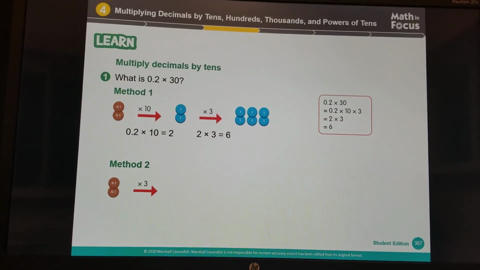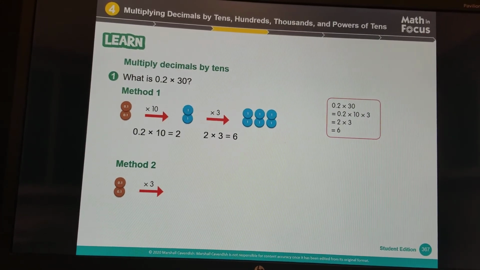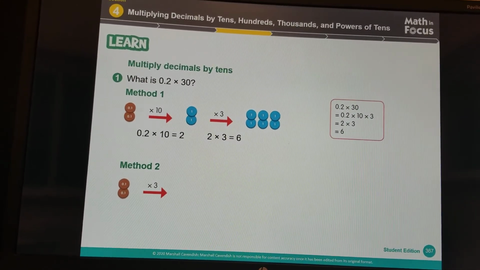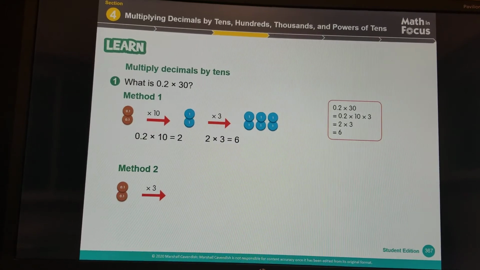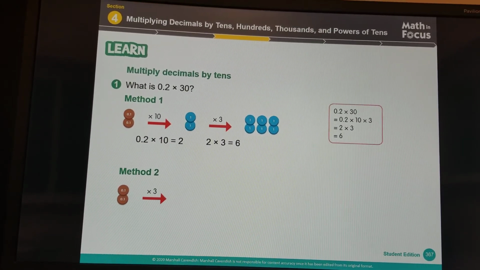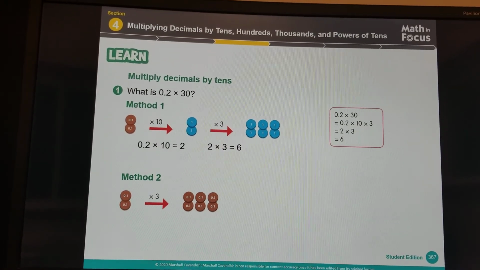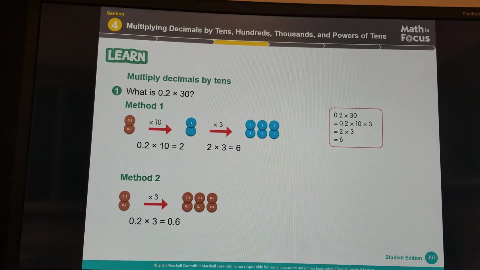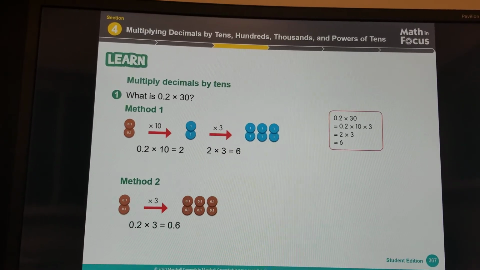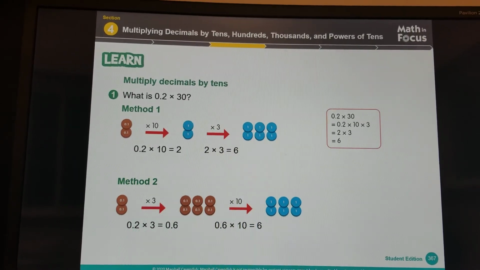Here's a second method, which I think I like better. But they both work, in very similar ways. So 2/10 times 3 is 6/10, right? 2 times 3 is 6. And then that times 10. You move over the decimal place once, and you get 6 wholes.